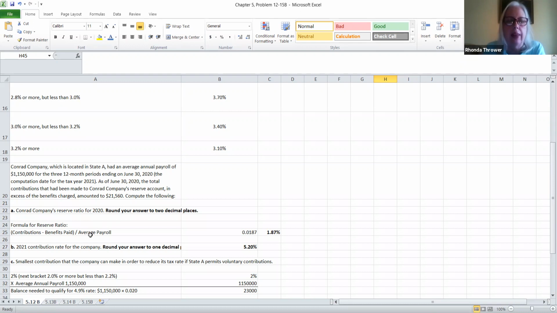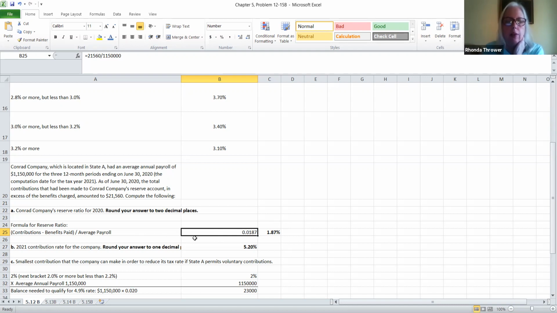And so that's the balance in their reserve account. We're going to divide that by the average payroll, which they gave you as 1,150,000. So to get the reserve ratio, you're going to take the 21,560 and divide it by 1,150,000. It's a percentage at 1.8%.